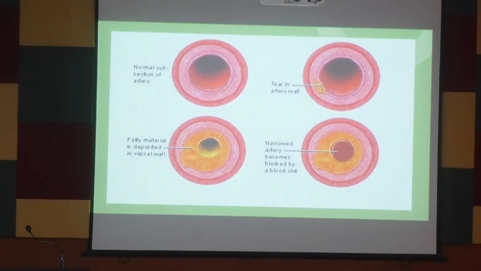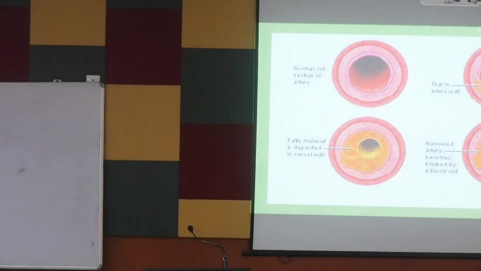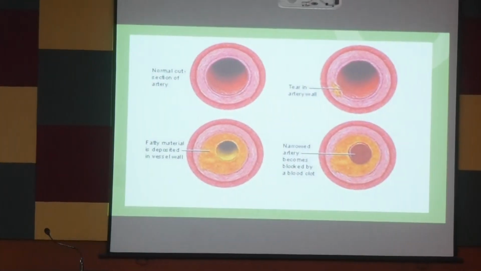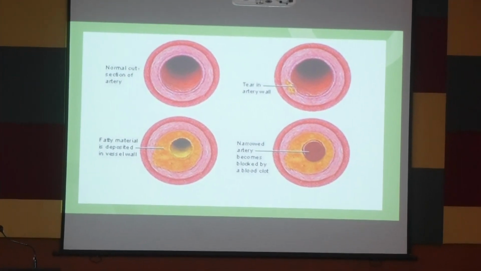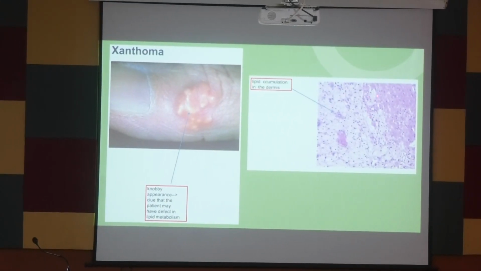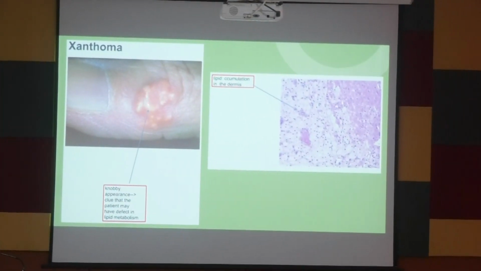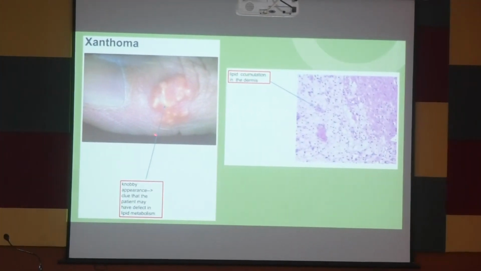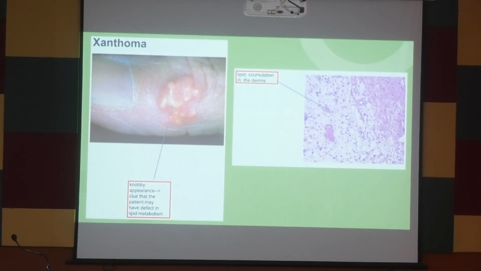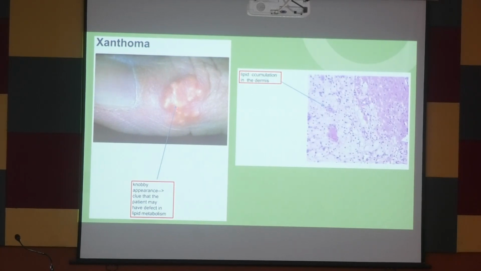And if any part of the thrombus is dislodged by the blood flow and settles at another distal location, what do we call it? Emboli. Okay, very good. So this is a gross appearance of xanthoma, and this is the microscopic appearance of xanthoma. In the subcutaneous tissue, we can see the yellowish tinge and the nodularity. You can appreciate that knobby appearance. So this is a clue that a patient may have a defect in lipid metabolism.